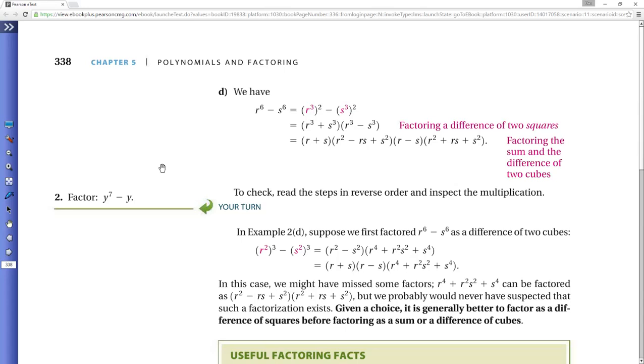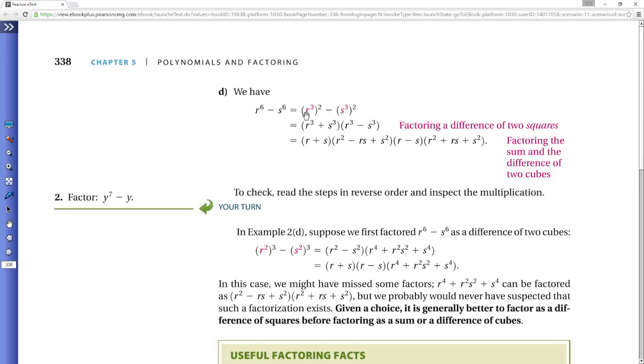Now D does a couple things, and this is really where we want to make sure we factor completely. And if I'm looking for this difference of cubes in this case, I would get r to the third power squared.